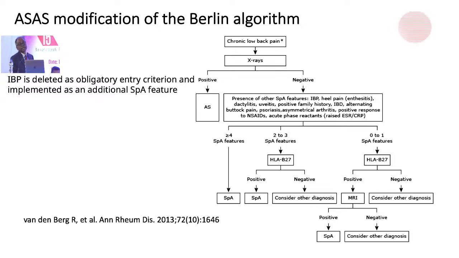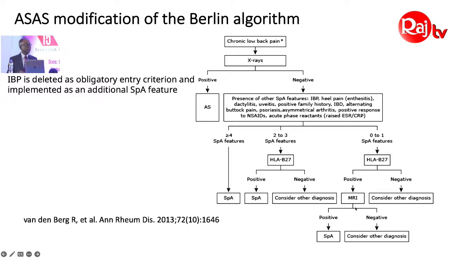If there is no spondyloarthritis feature on the right hand side, or only one spondyloarthritis feature, then again here HLA-B27 is important. Again, if it is positive, then MRI. Here is the place for MRI.